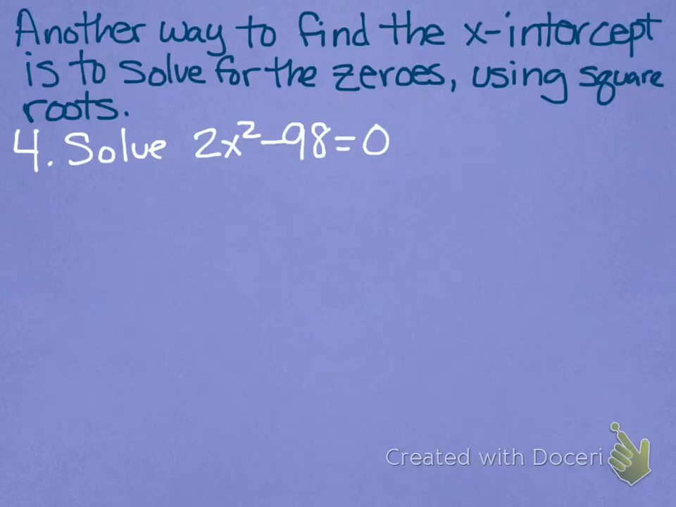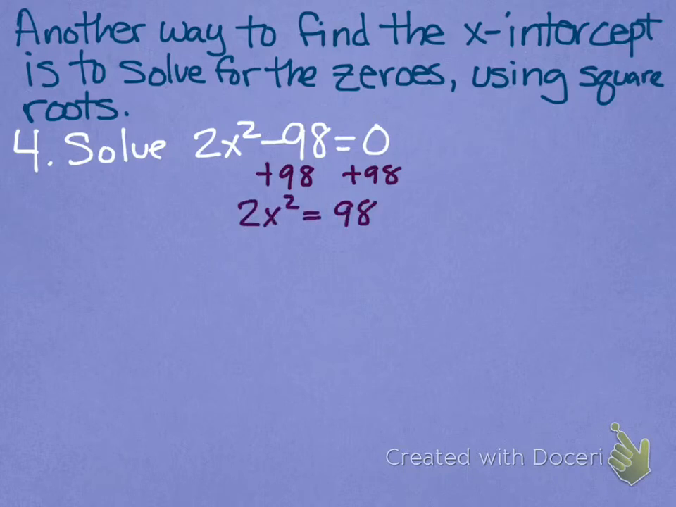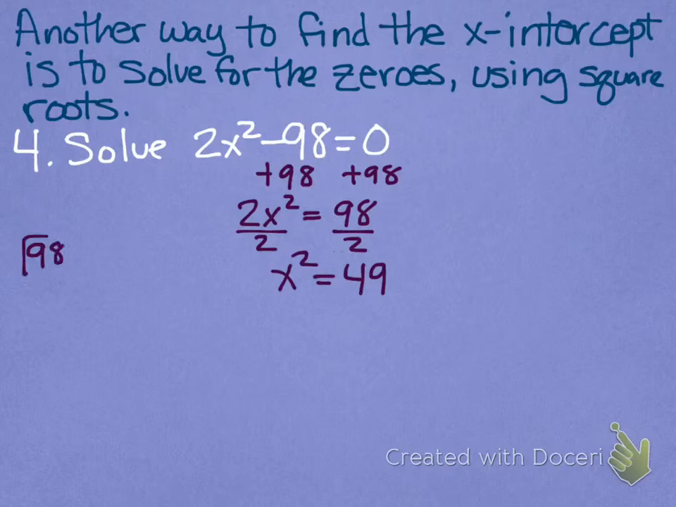So we're going to solve this just like a normal problem. We're going to move 98 over to the other side by adding it to both sides. Then we're going to be left with 2x squared equals 98. Then I'm going to divide by 2 to get x squared equals 49. And here's some work off to the side if you're confused as to how I got 49. I just did some long division.